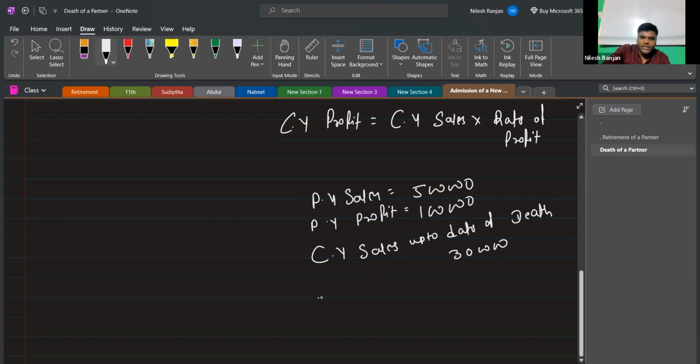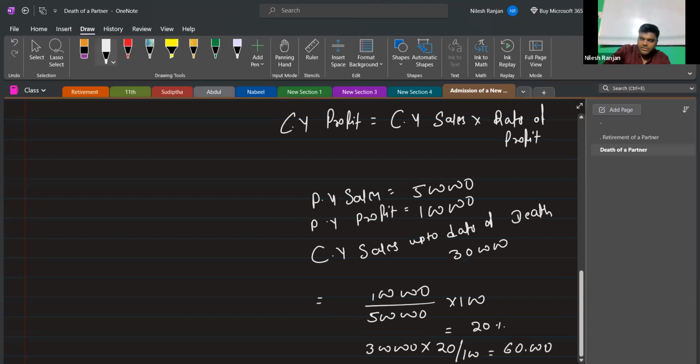So first you have to take previous year profit divided by previous year sales into 100. You will get 20%, and then 3 lakh into 20%, so you will get 60,000. Do you understand both of the concepts? So this is how we calculate profit for the current year up to date of death.